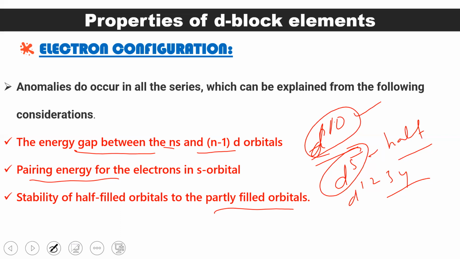So these are the reasons for those elements which have different types of electron configurations from the other d block elements. What are they? The energy gap between the present ns orbital and the n minus 1 d orbitals. Next, the pairing energy of the electrons present in the ns orbitals, and also the stability of the half-filled and full-filled orbitals. They are more stable than the remaining d configurations. So that is why they show different types of electron configuration.